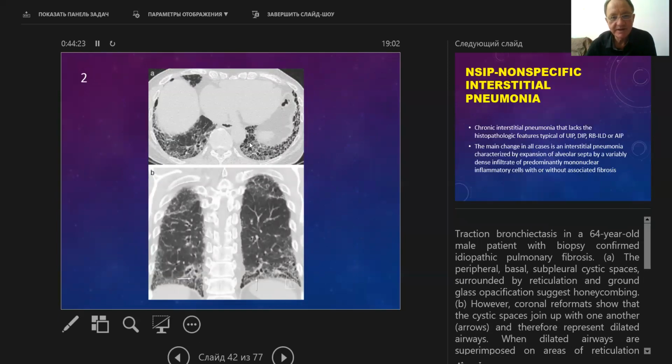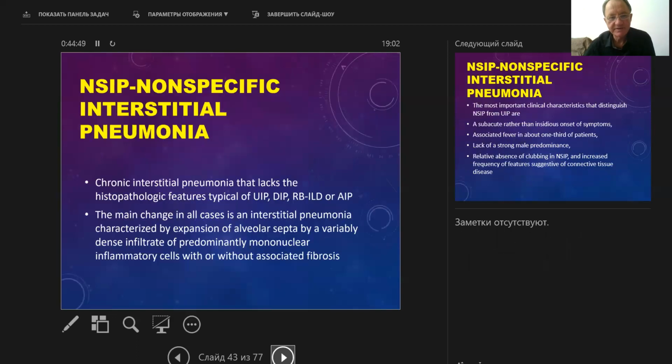But patients with IPF have such a distribution, prevalence in the basal regions, this apical-basal gradient, and mostly subpleural. That's why it's a very important tool for making the differential diagnosis of the disease. Okay, next.